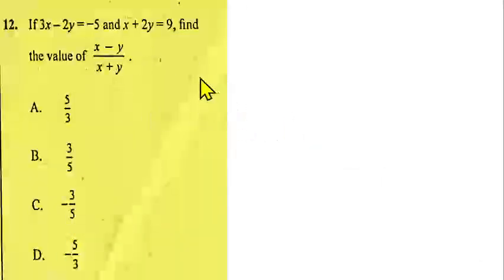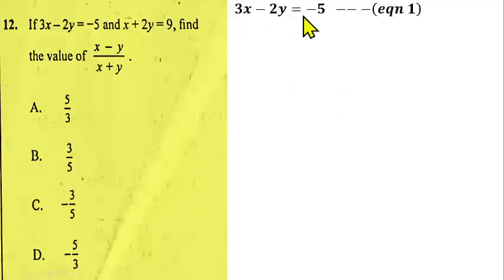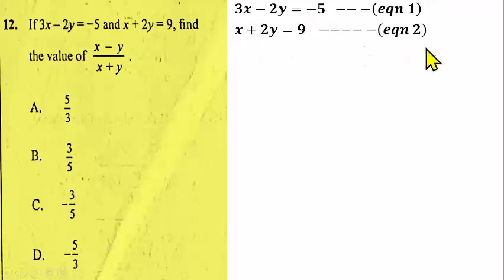Question number 12 is from simultaneous equation. You are given that 3x minus 2y equals minus 5 and 3x plus 2y equals 9. You have to find the value of x minus y over x plus y. So the first equation is this, and the second equation is this. You can solve these equations simultaneously to get the values of x and y before we substitute them into the expression to get the value.